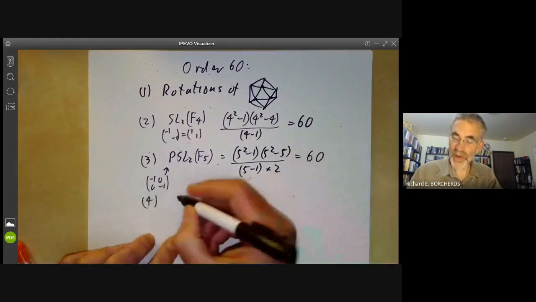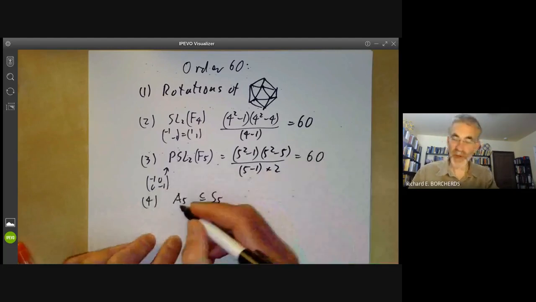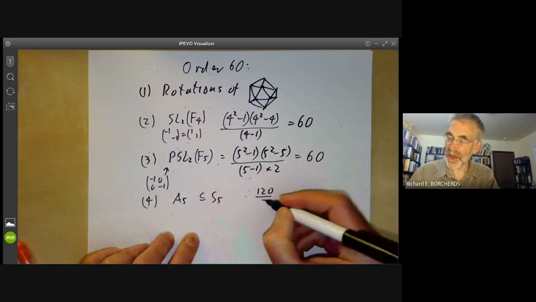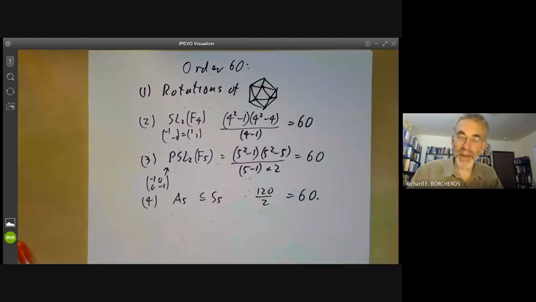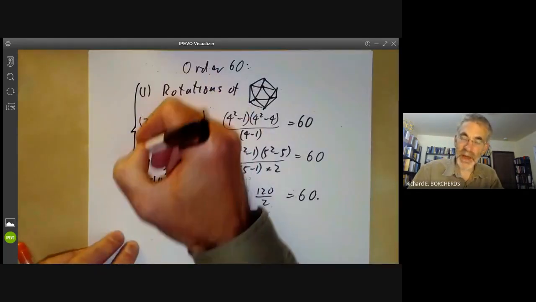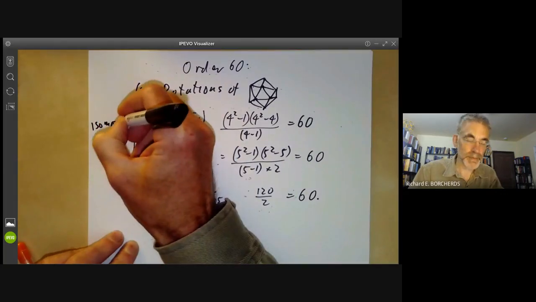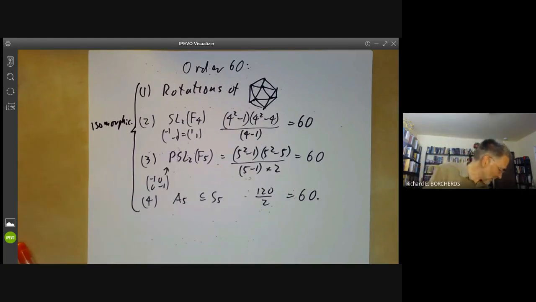Fourthly, we can look at the group A5, which is the subgroup of even permutations of S5. And this is 120 over 2 equals 60 elements. So all these four groups have 60 elements. And they're all isomorphic. So let's see why they're isomorphic.